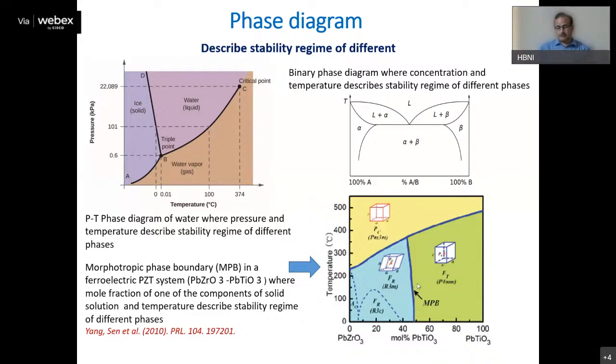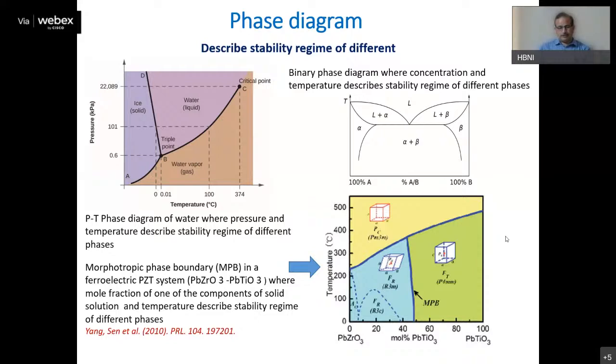So this is very much of interest from applied point of view, because here you get very large dielectric constant, and people have been doing this research on various piezoelectric materials, ferroelectric materials, in order to have this morphotropic phase boundary. In fact, there are studies where it has been shown that even in pure systems, you can go across this morphotropic phase boundaries by application of pressure.